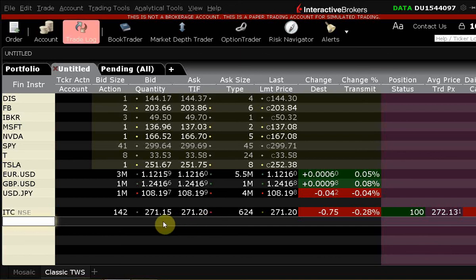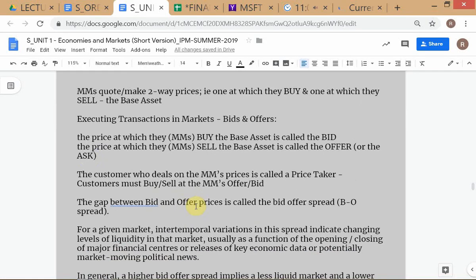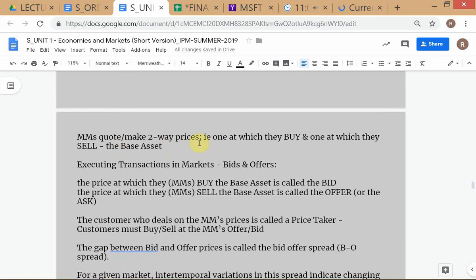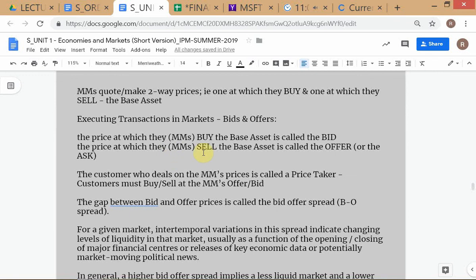So what we say here, which you see in your notes, is essentially bids and offers. The price at which the market maker buys the base asset is the bid, because the prices are for the base asset. These are called two-way prices, one at which they buy, one at which they sell. So the price at which the market maker buys is the bid, and the price at which the market maker sells is the offer.